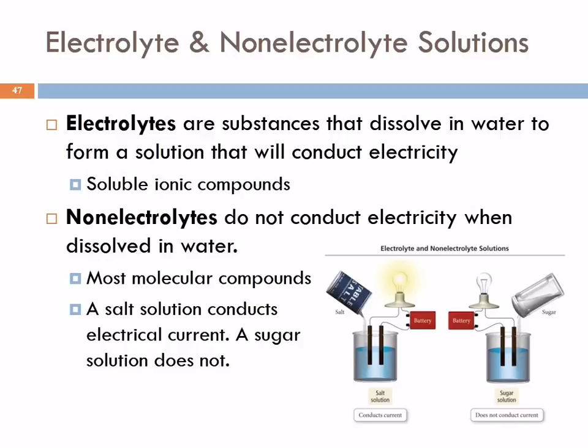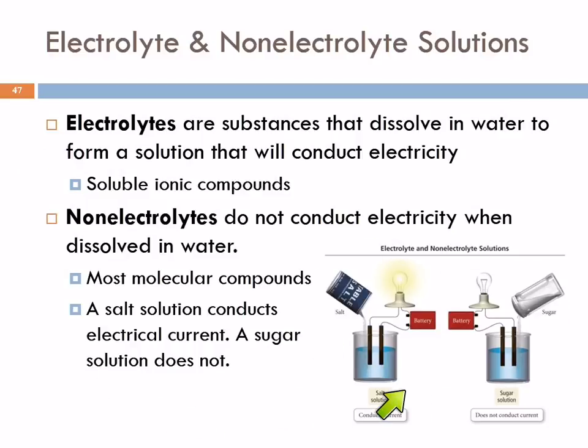There are two basic types of solutions. There are electrolytes and there are non-electrolytes. You've probably heard the word electrolyte in reference to sports drinks like Gatorade and Powerade. You know, you've been exercising and sweating a lot, you need to replenish your electrolytes. Electrolytes are soluble ionic compounds. When they dissolve in water, they will form a solution that can conduct electricity. So soluble ionic compounds form solutions that will conduct electricity.